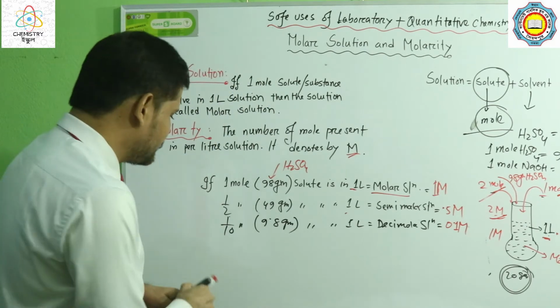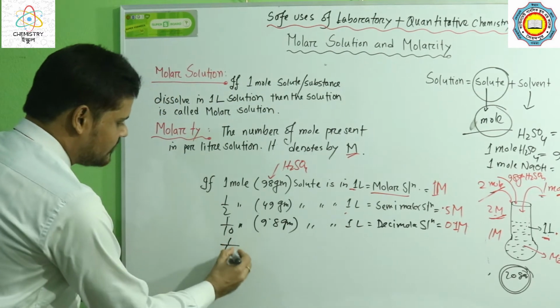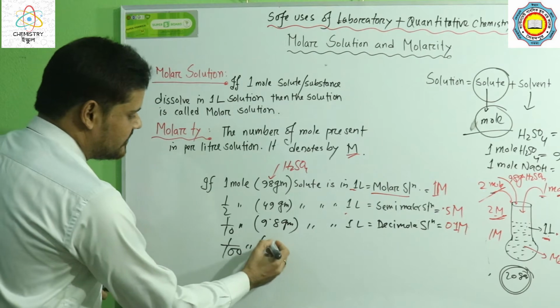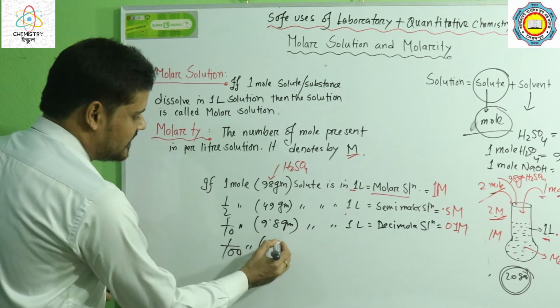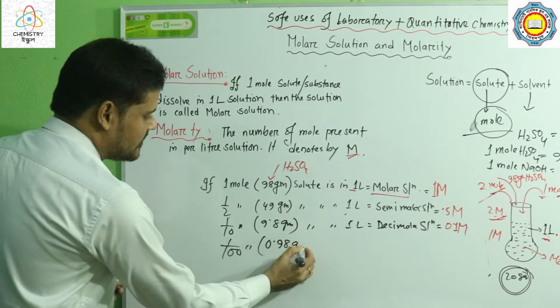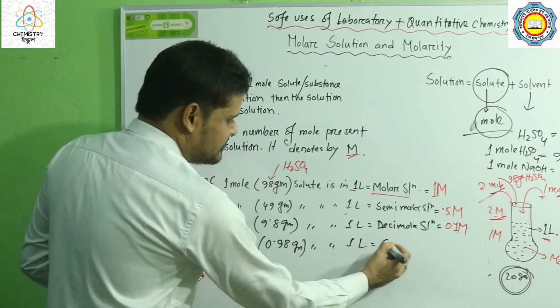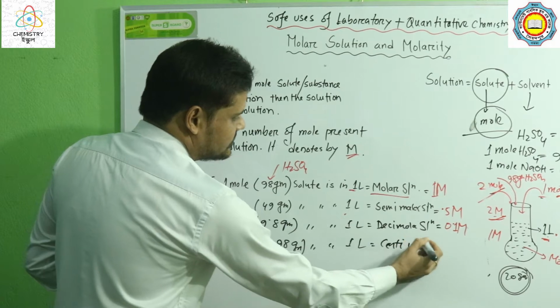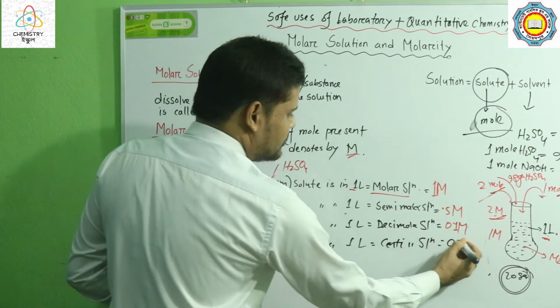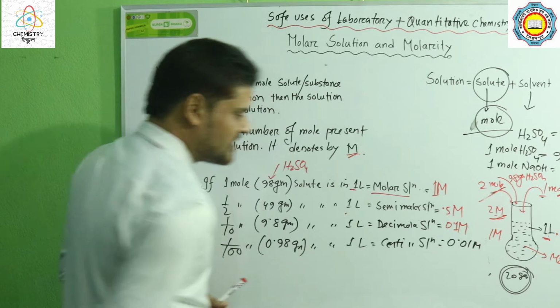And dear learners, if we dissolve 1/100 mole of solute, I mean for sulfuric acid, it will be 0.98 gram. If we dissolve this in 1 liter, then it will be the centimolar solution, and molarity will be 0.01 M.